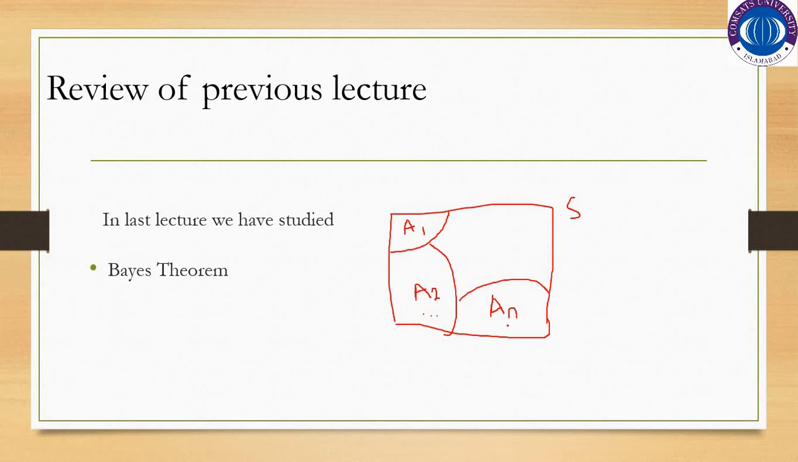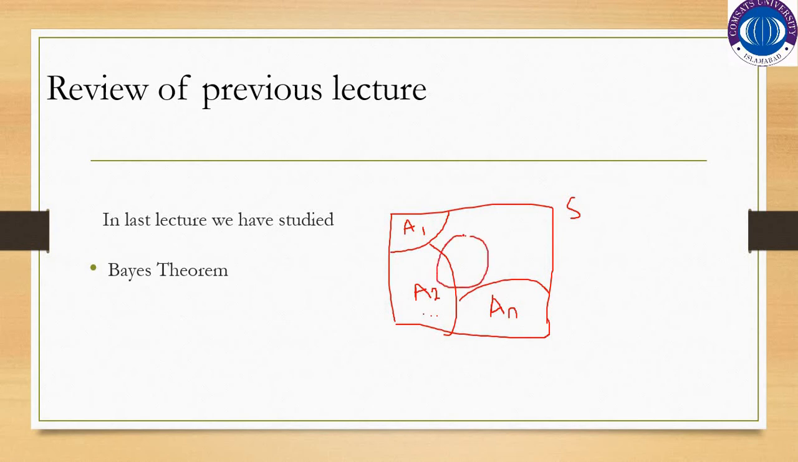Mutually exclusive means when we take the intersection of A1, A2, up to AN, it would be the empty set. And exhaustive means when you take their union, A1 union A2 up to AN, it would again give you the sample space S. All these sets are non-overlapping.